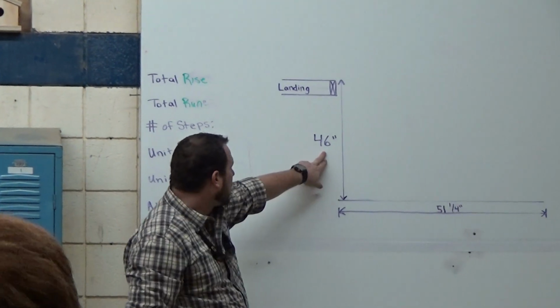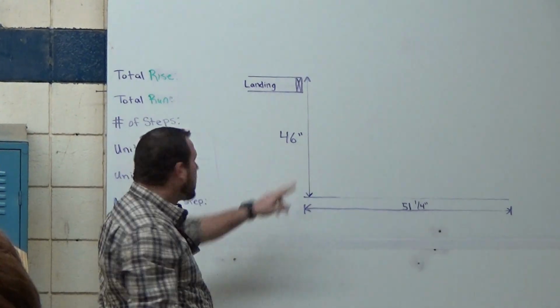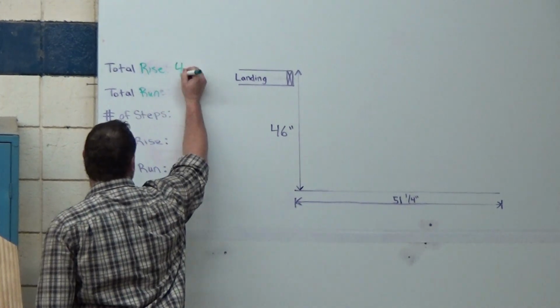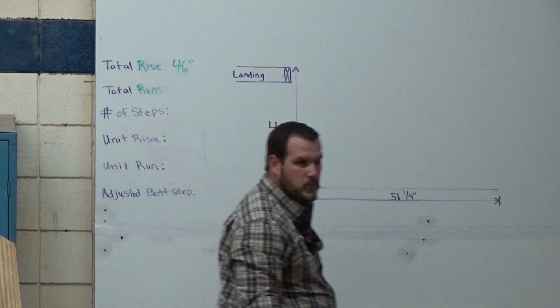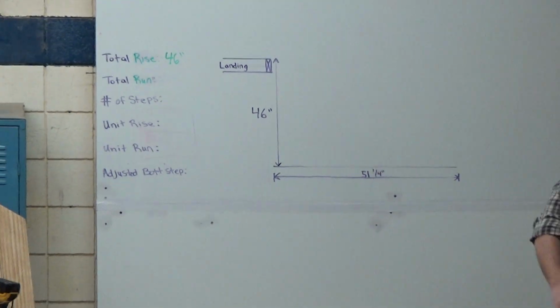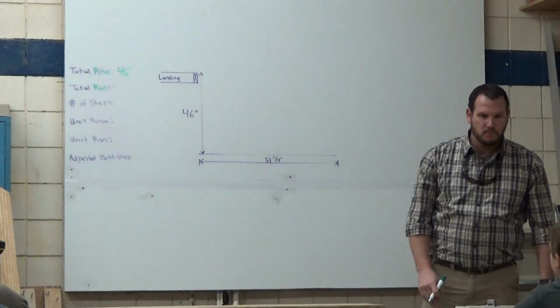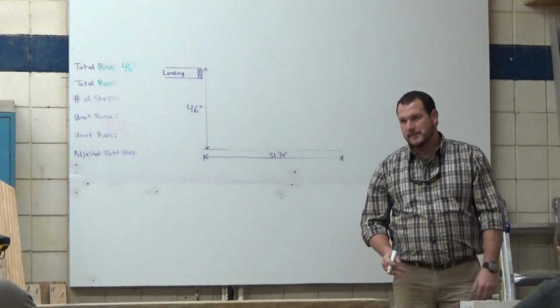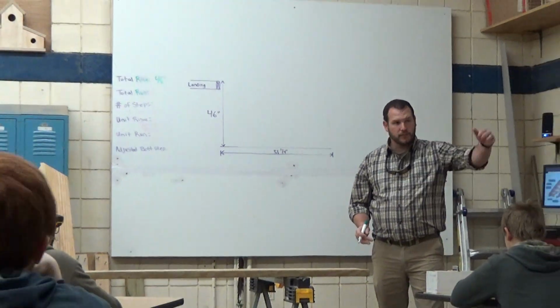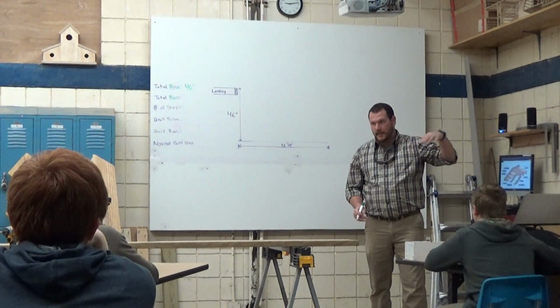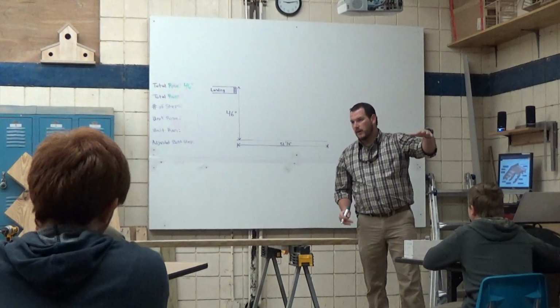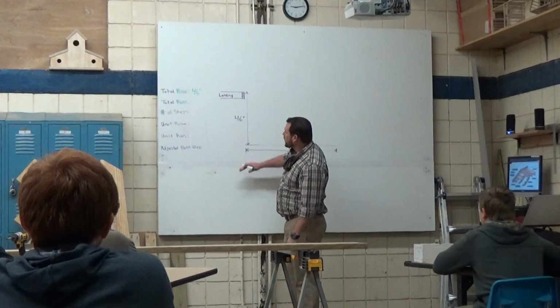All right. Our total rise is what? Somebody explain what that is to me. That is how far up we're going to go to get to the landing. What is the landing? The second floor. It could be the deck. It could be the porch that we're going to. All right. So the total rise is 46 inches.